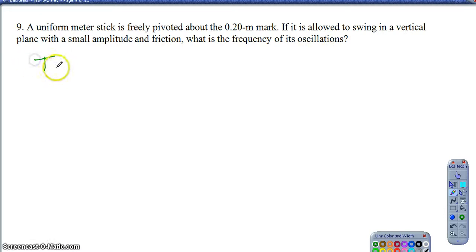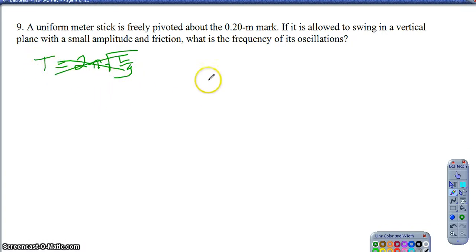I cannot just use the period for a pendulum to be 2 pi square root of L over g. I cannot do that because it is a uniform meter stick that has a certain amount of mass, right? So if it's a physical pendulum, again, that equation and the frequency equation go out the window.